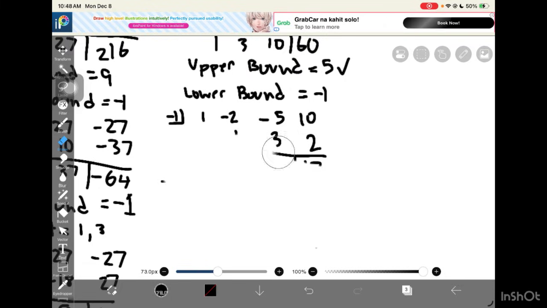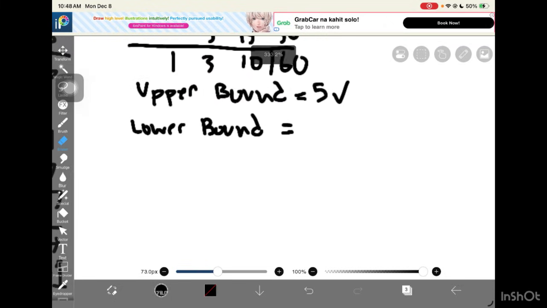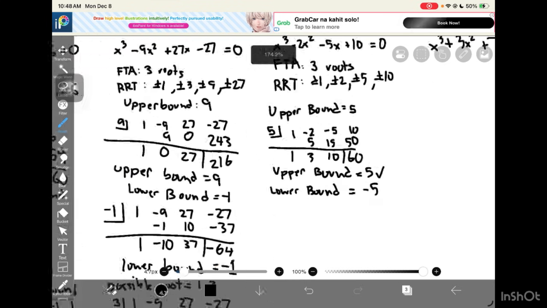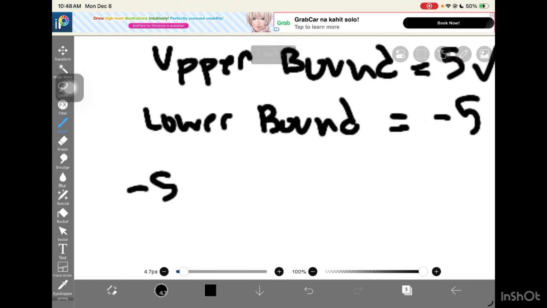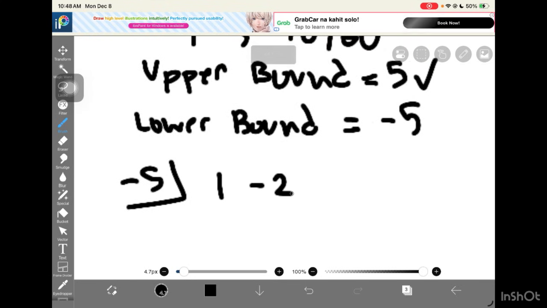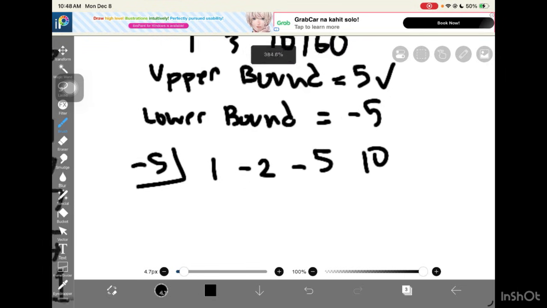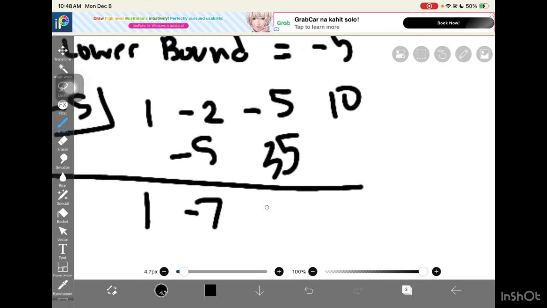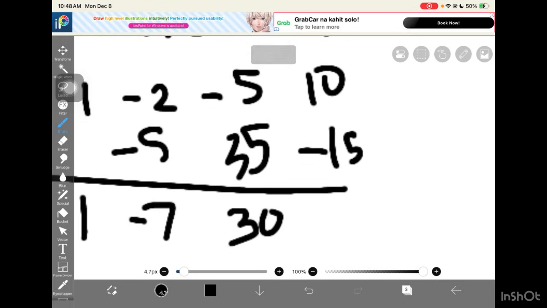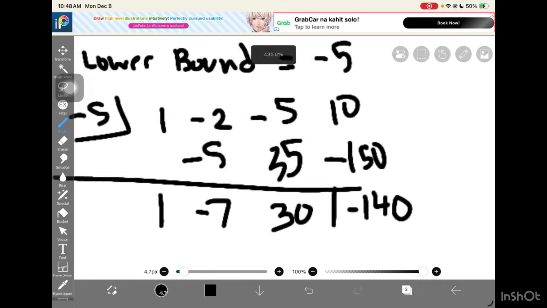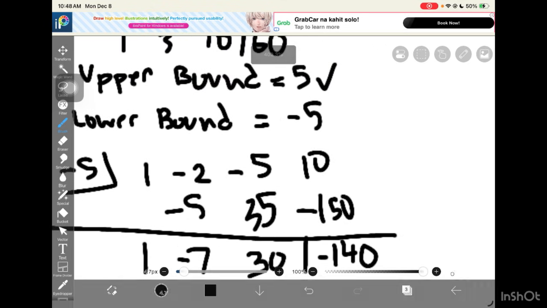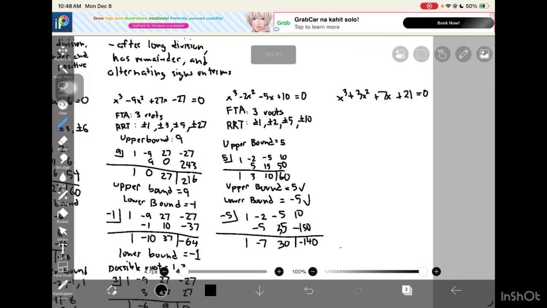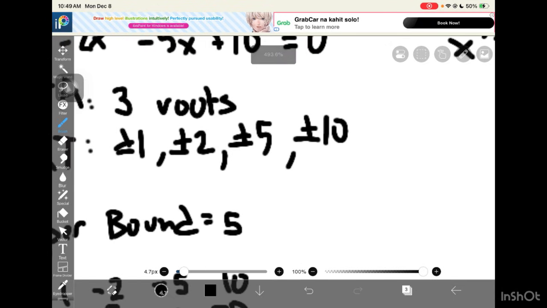Let's try to do negative 5. So negative 5. 1, negative 2, negative 5, and 10. 1 times negative 5, negative 5. Negative 2 plus negative 5, negative 7. Negative 7 times negative 5, 35. Negative 5 plus 35 is 30. 30 times negative 5, negative 150. That's equal to negative 140. Okay, alternating signs. So lower bound is negative 5.